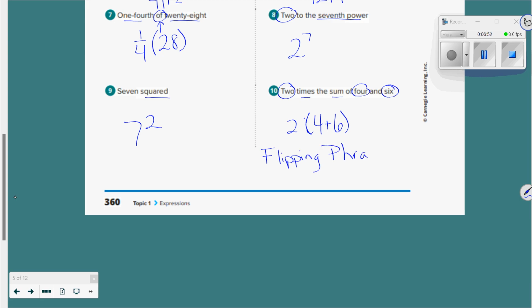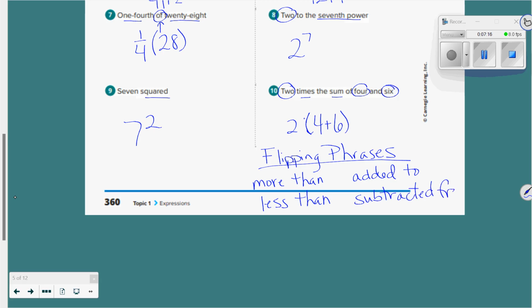And we're going to give you just a few of these. This is not all inclusive. You really need to read it. But the most common ones are more than, less than, added to, and subtracted from. So please write those 4 phrases down. Those are the ones that are going to trip you up the most often when you're translating from math to English or English to math. Because those are the ones that are going to flip the order of the numbers.